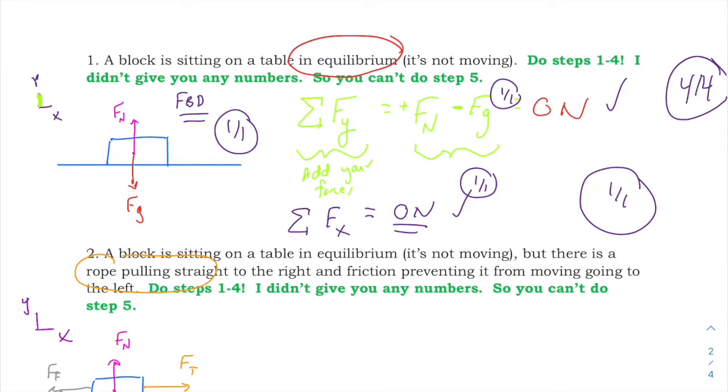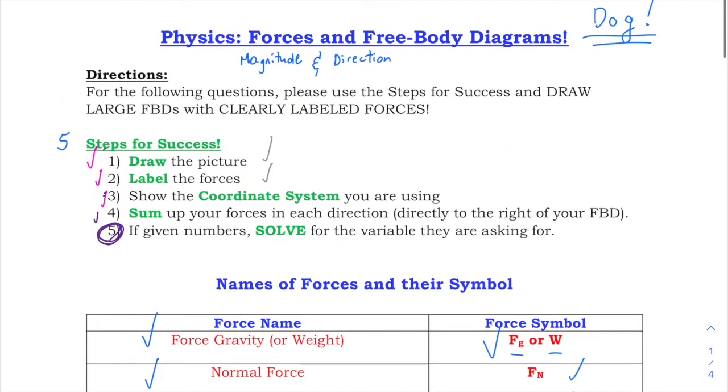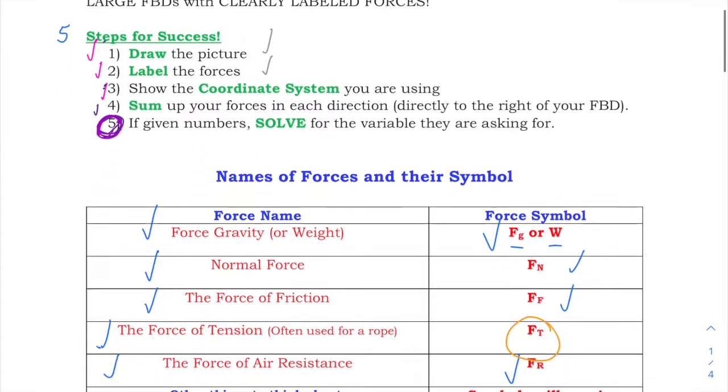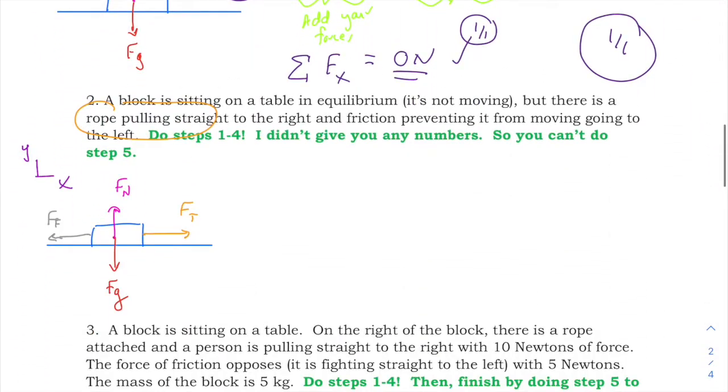We're just telling the grader, hey, we're calling to the right positive and up positive. Kind of makes common sense. And then if we're looking at our steps to success, and I'll say there are actually 5 steps for success, but we're not going to get to number 5 yet. We're going to add up our forces in each direction. So let's start with the y direction.